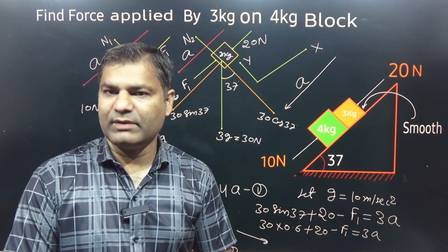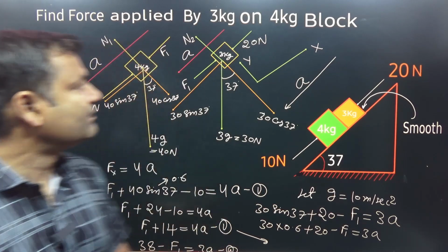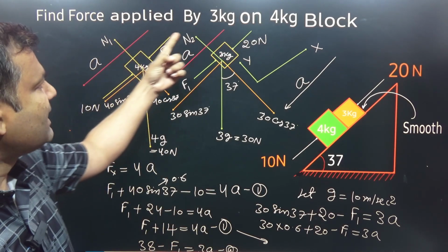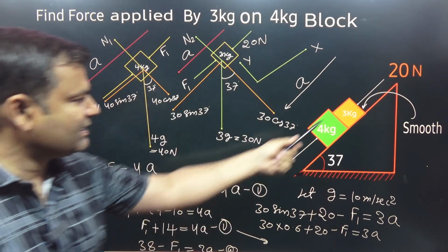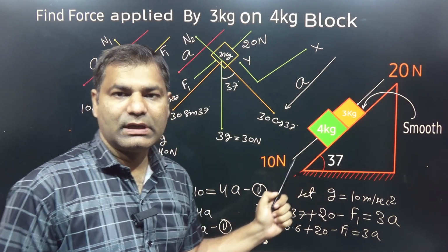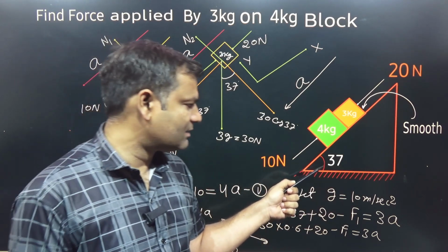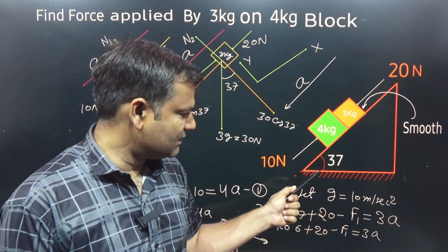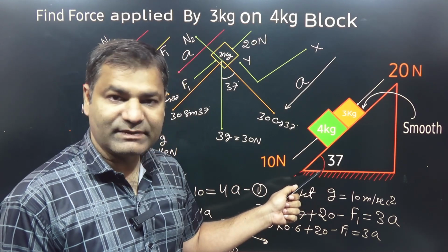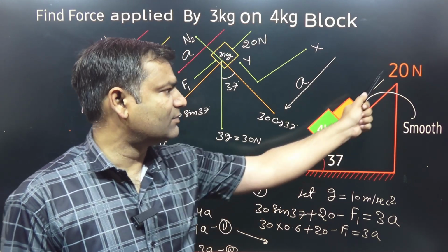Now, question of the day. Our target is to find the force applied by the 3 kg block on the 4 kg block. This one is a 3 kg block and this one is a 4 kg block. This is an inclined plane with a smooth surface, and the inclined plane angle is 37 degrees. Here is 10 Newton and here 20 Newton.